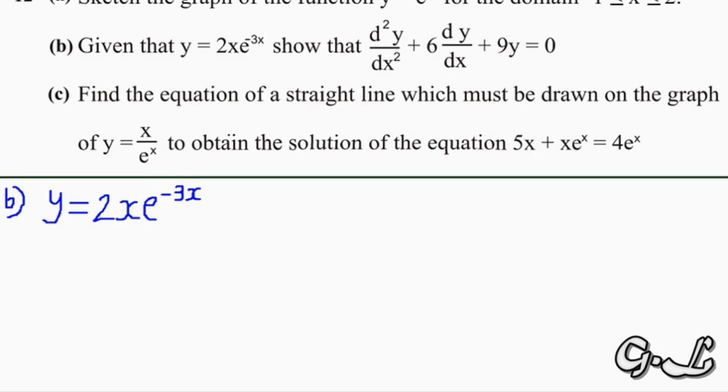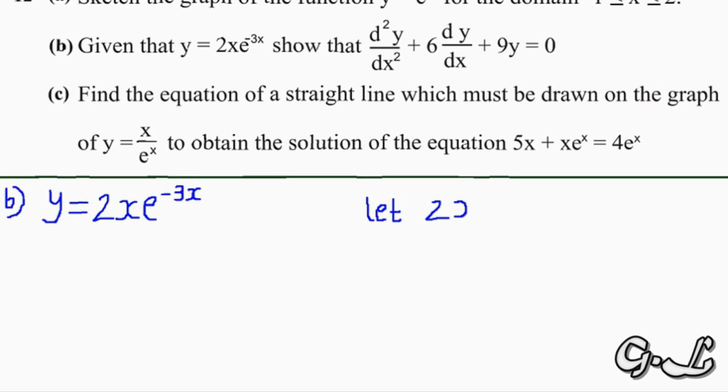And then what is the next thing that you have to do? We have to show that d2y/dx squared plus 6 dy/dx plus 9y is equal to 0. So one thing that you have to do is get an expression for d2y/dx squared and also an expression for dy/dx. So we have to get those, and then we can substitute in that expression that we're given. So we have to check the equation that we are given.